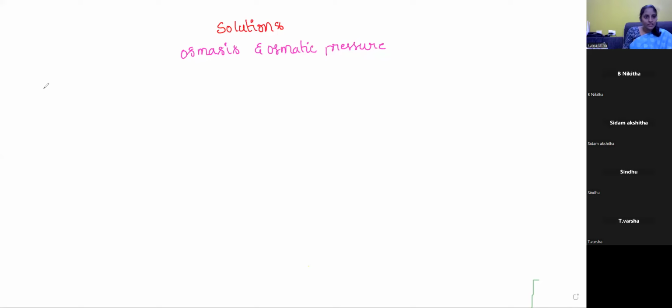So first one, you can check what is osmosis. What is osmosis? Osmosis is nothing but the flow of solvent particles through a semi-permeable membrane from low concentration to the high concentrated solution. Low concentrated solvent here, you should mention. Low concentrated to the high concentrated solution.